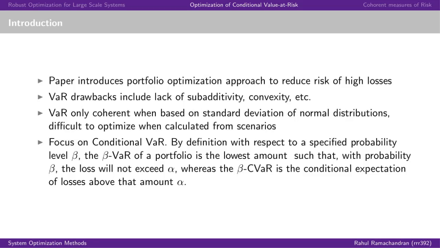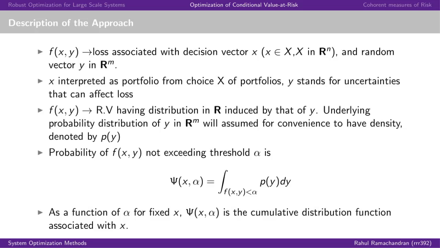The process of portfolio optimization is to select the best possible portfolio among all feasible portfolios depending on some objective. Traditionally, value at risk has been used for this, but it has mathematical drawbacks. To overcome these drawbacks, the authors propose conditional value at risk. Assuming a specified probability level of beta, the beta VaR of a portfolio is defined as the lowest amount alpha such that the loss will not exceed alpha. For beta CVaR, this is the conditional expectation of losses instead.